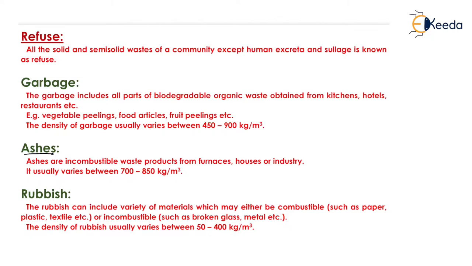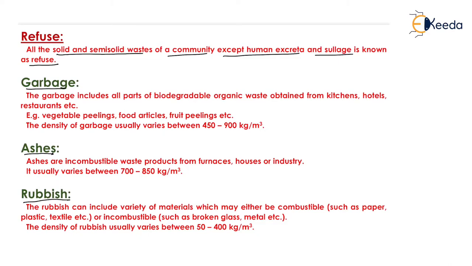Now what is refuse? All the solid and semi-solid waste of a community except human excreta and sludge is known as refuse. It means that all the solid and semi-solid waste of a particular community except the human solid waste, that is excreta and sludge, is known as refuse. Now what are the examples of refuse? The examples of refuse are garbage, ashes and rubbish.